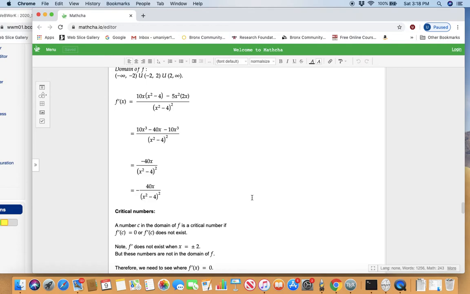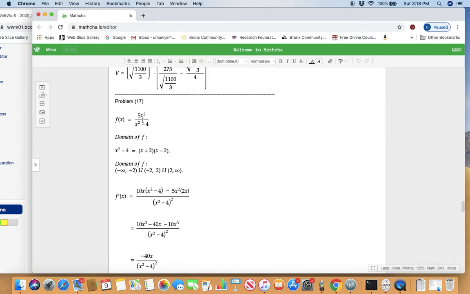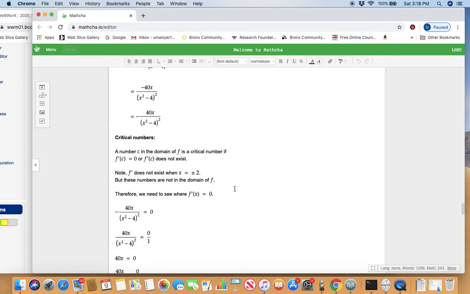What are critical numbers? A number c in the domain of f is a critical number if the derivative is 0 or the derivative does not exist. Well, this is my derivative here. It does not exist when x is plus or minus 2. But these numbers, plus or minus 2, were not in the domain of f anyway. Remember, for f you had to get rid of plus and minus 2. So they don't contribute to being critical numbers.